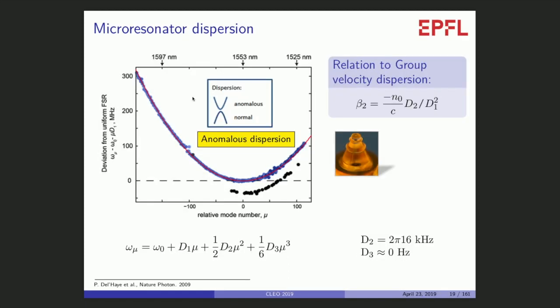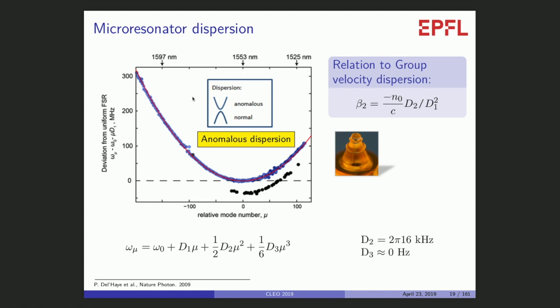Now, this is an example of a microresonator, a crystalline microresonator made from magnesium fluoride. And the mu here is the mode number. And these are 200 modes that are recorded. And what you see here is that these modes follow very nicely a parabola. And the way they are drawn here is not as absolute frequency, but what's drawn here is again only the residuals, so only the quadratic contribution and the cubic contribution, which is negligible here, which is called the integrated dispersion.